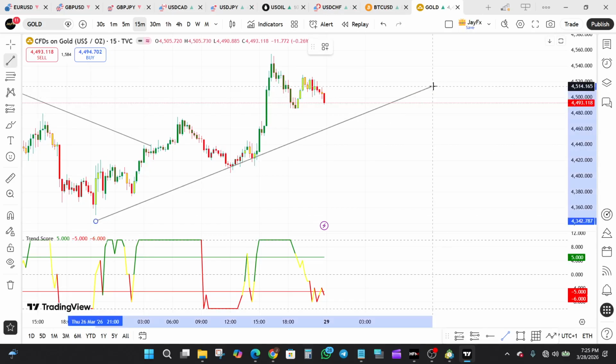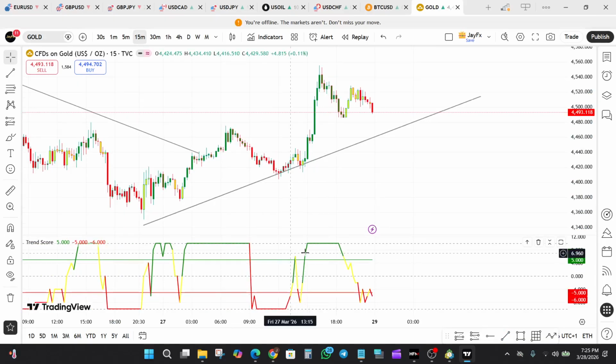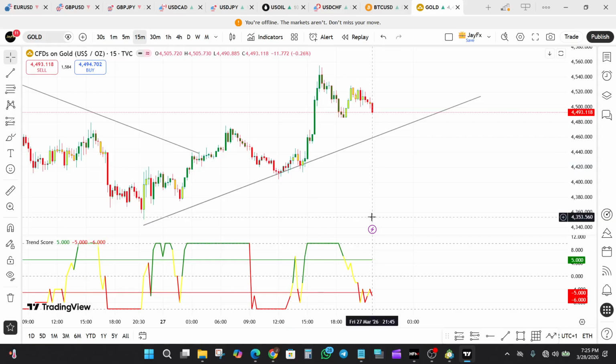Now this is a bullish trend, right? So you will notice that here, when the color changed to green and climbed above this +5 green horizontal level, that was a buy signal alongside the color of the candlesticks changing to green. Okay, so it's a pretty straightforward indicator.